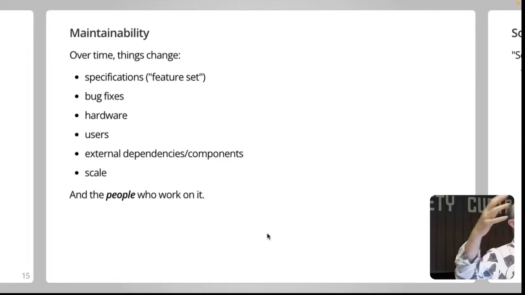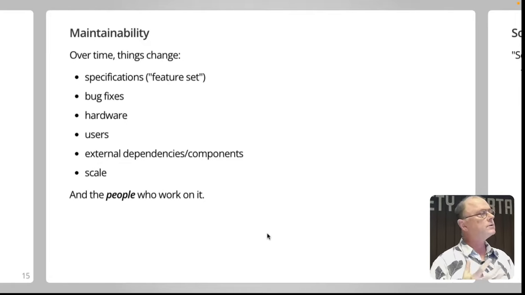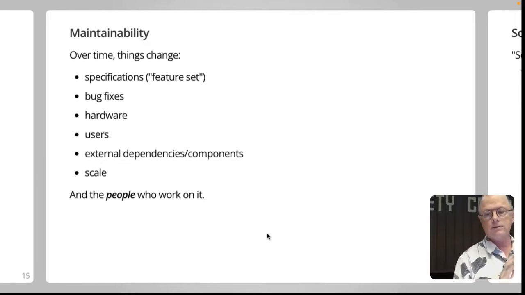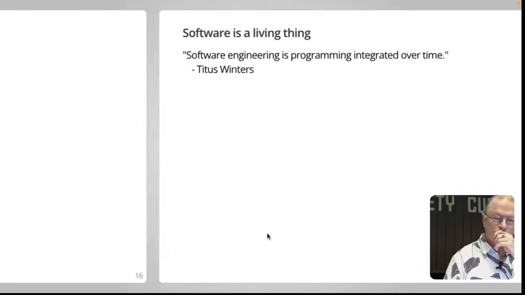The team, if you're looking at a team of programmers, there'll be many other people, they come and go. So the people who work on a piece of software change over time as well. And that also affects the maintainability. I'm going to talk quite a bit about that a little later.